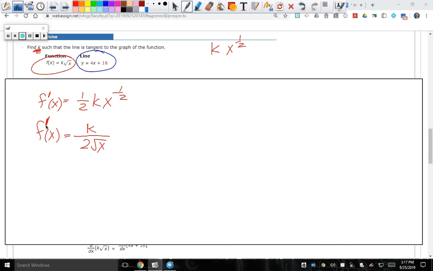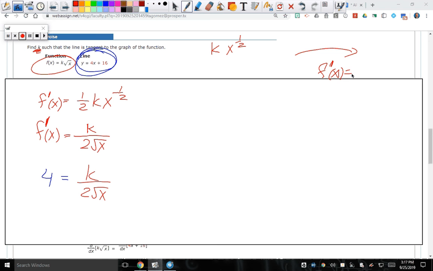Cool? Alright, and the derivative is equal to a slope. What's the slope that I'm going to take from the line? 4. So 4 is equal to k over 2 square roots of x. This almost feels like the piecewise function that we just did, the second column over here that we were looking at, the f primes with the what if moment. We're creating the what if that the slopes are equal to each other.